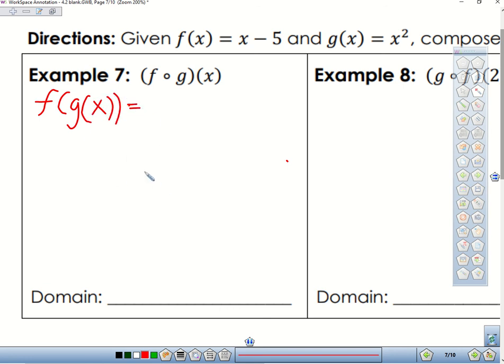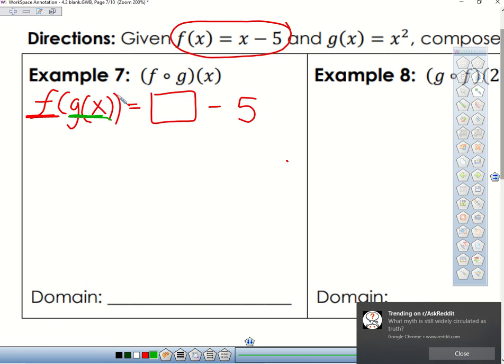Now the easiest way I can explain this to you is whatever the function is that's on the outside, that's the function that you're plugging into. So the function on the outside is f of x, which is x minus 5, right? So I rewrite the function on the outside, but I leave a blank space for the x, because that's what you're going to be plugging into. Now what you put in that box, or what you plug in, is what's on the inside. So what am I plugging into f of x? g of x.